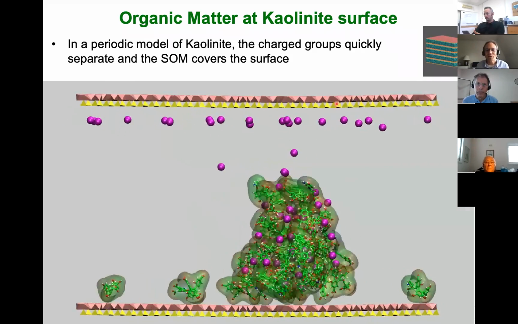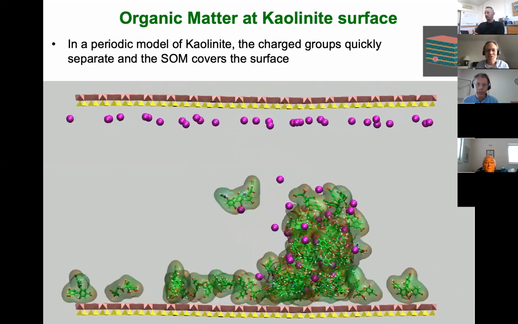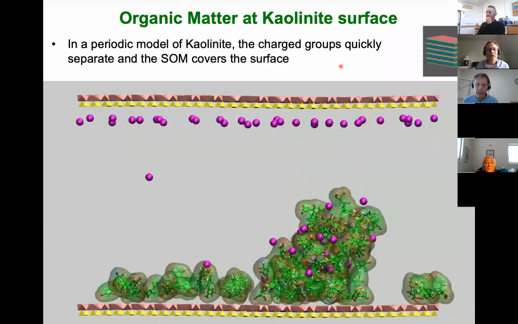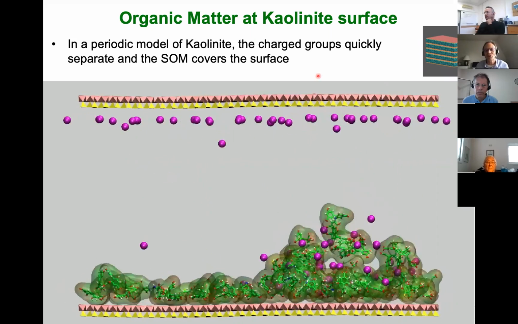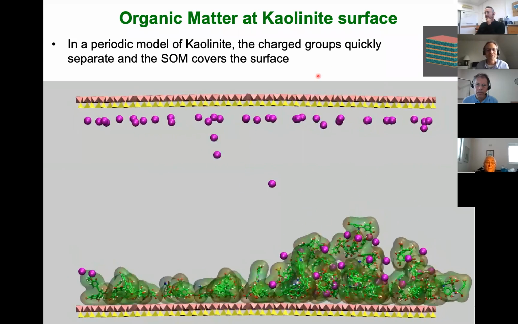If we're doing it in a slab-like system, where possibly there are some artifacts due to the periodicity, then we very quickly see that we basically separate the charges, and that's also the problem that I'm worried about. We separate the charges. The positively charged counter ions all go to the top of the system. The negatively charged organic molecules stay at the bottom of the system, and they start to cover the kaolinite. So we can actually start to look at the interactions of these molecules with each other and how organic matter covers the kaolinite surfaces.